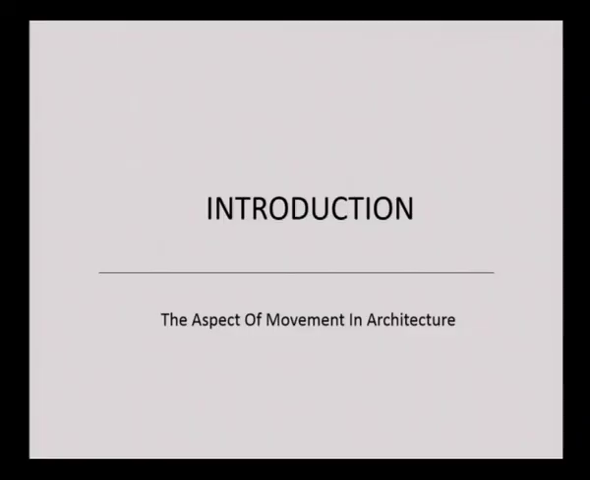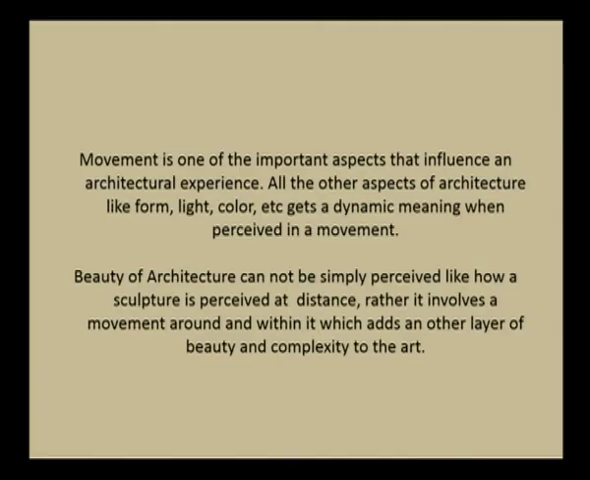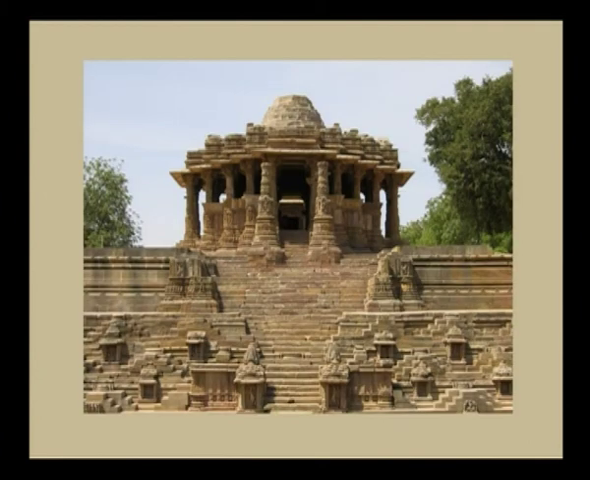Introduction. The aspect of movement in architecture. Movement is one of the most important aspects that influence an architectural experience. All the other aspects of architecture like form, light, color, etc. get a dynamic meaning when perceived in movement. Beauty of architecture cannot be simply perceived like how a sculpture is perceived at a distance. Rather, it involves a movement around and within it, which adds another layer of beauty and complexity to the art. We have many examples to depict the same discussion.